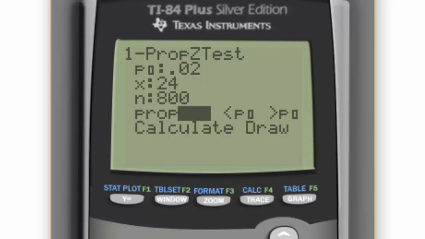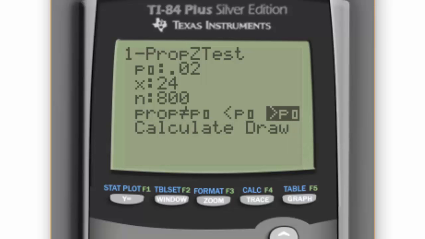We need to now pick the correct alternative. The correct alternative is that the true proportion is greater than the hypothesized proportion. You'll notice the true proportion is greater than the hypothesized proportion of 0.02. p greater than p0, or in the context of our problem, p greater than 0.02. Putting an equal sign right here, p equals 0.02, would give us the null.